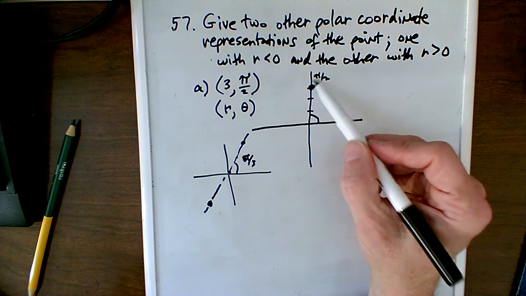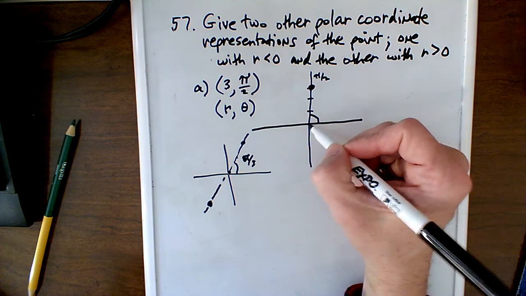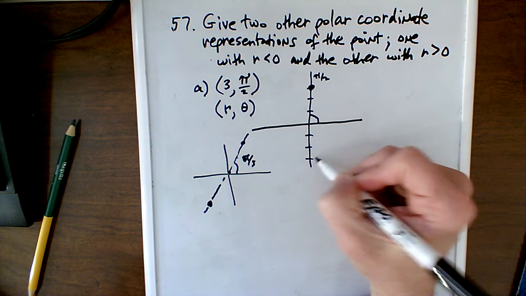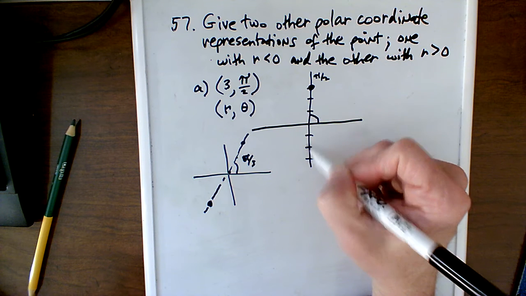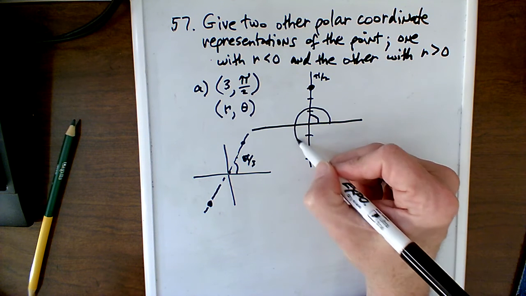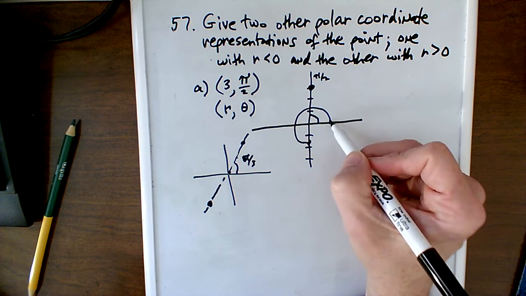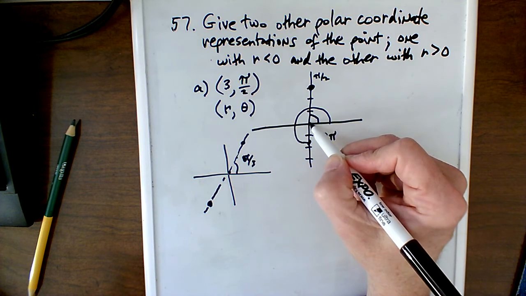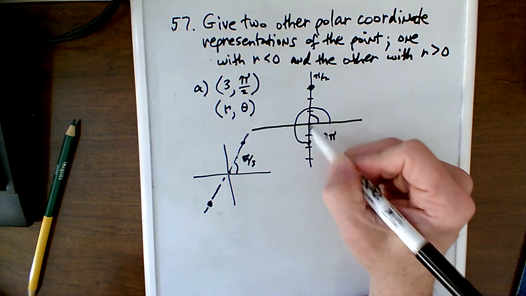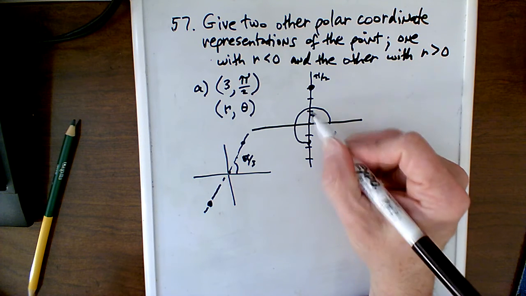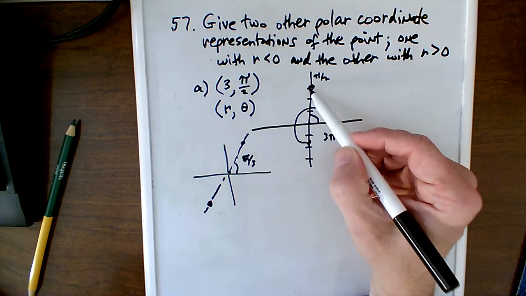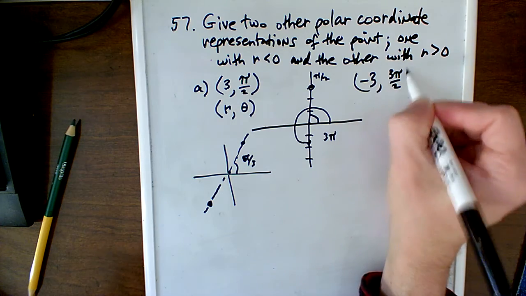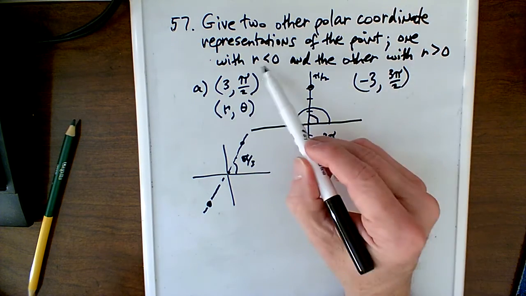So let's go back to our point here, the pi over 2. I used positive 3, but what if I wanted to use negative 3? Well, then I'd have to have my angle down here. My angle would have to be all the way around here, which is 3 pi over 2. And then from there, positive 3 would be here, and negative 3 would be up here. So negative 3 and 3 pi over 2 is my other representation with r less than 0.